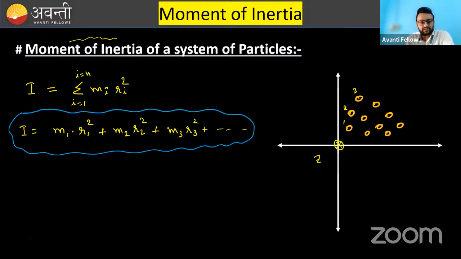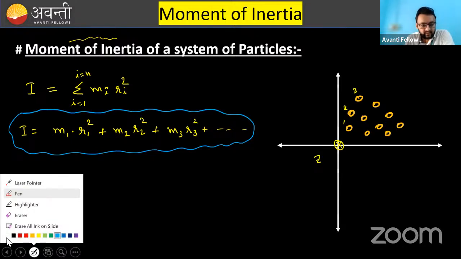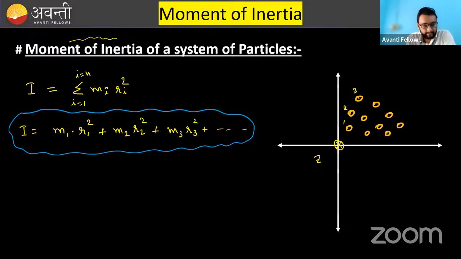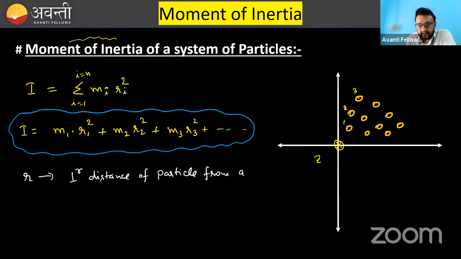Is it clear? So what is the main thing here? What is r1, or what is r? r is the perpendicular distance of the particle from the axis of rotation.